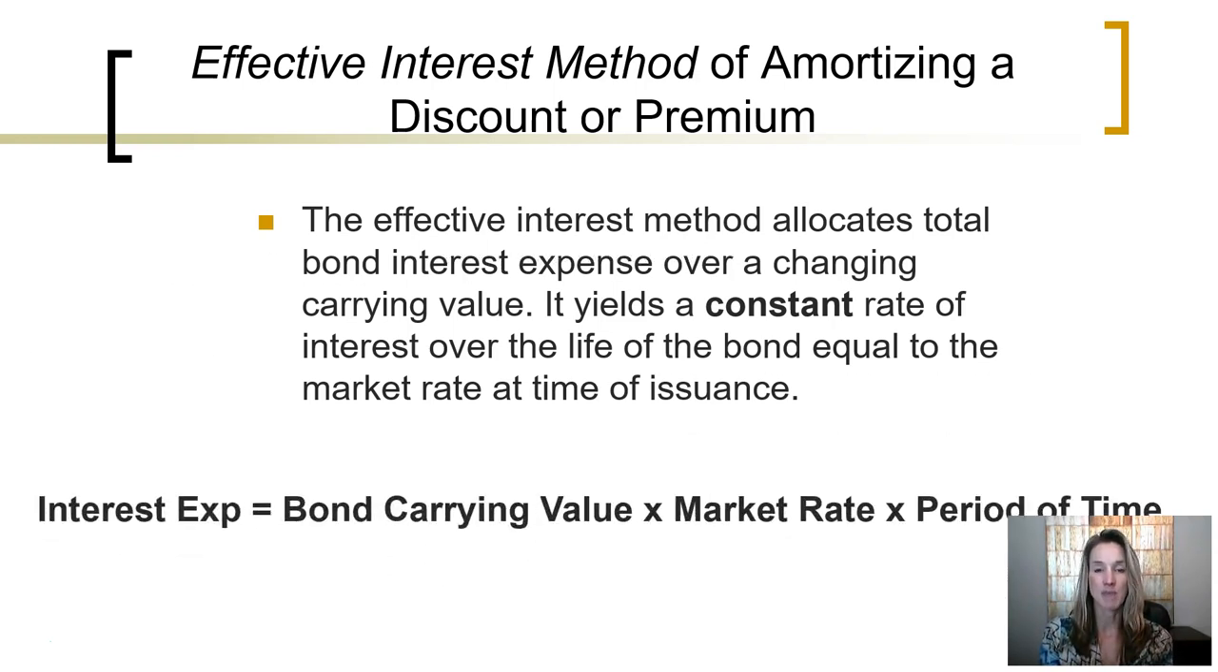The interest expense that is recorded with every interest payment is calculated first, and it is calculated by taking the carrying value of the bonds at the date of the interest payment times the market rate at the time of issuance times the period of time the interest payment is for.